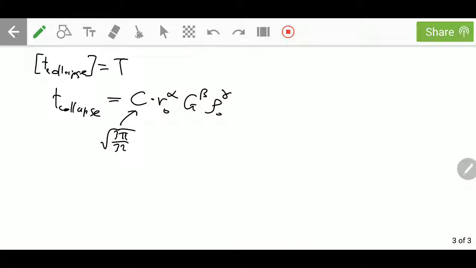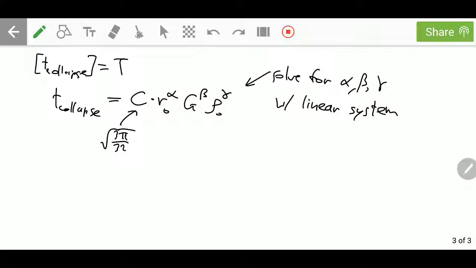And then what we're going to do is solve for alpha, beta, gamma with linear equations, or with a linear system of equations. And this is the sort of pretty standard method for solving problems regarding dimensional analysis. However, I will make a slight note at the end about this.